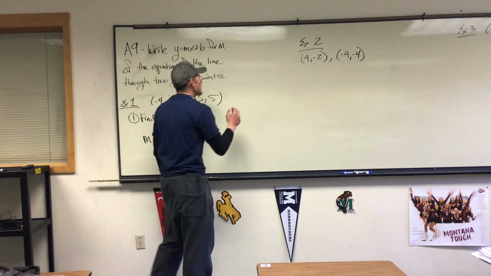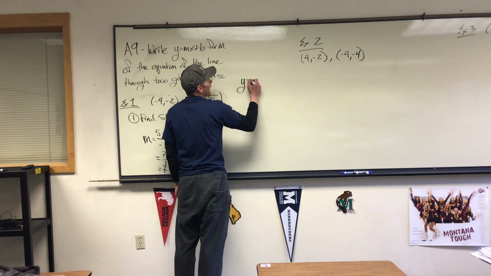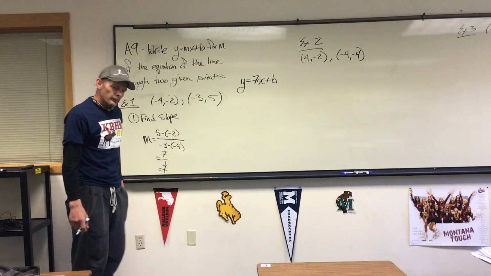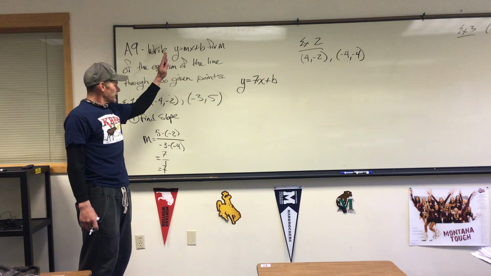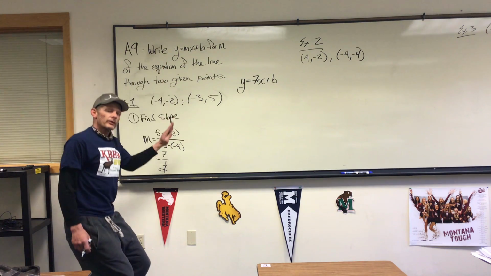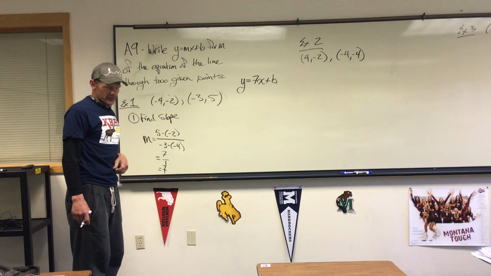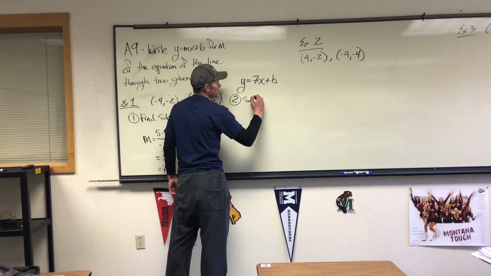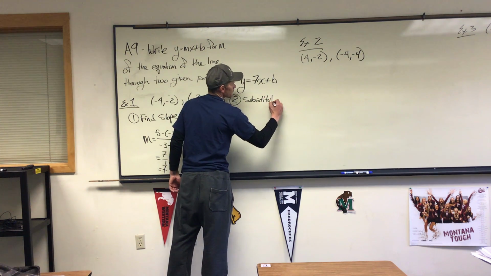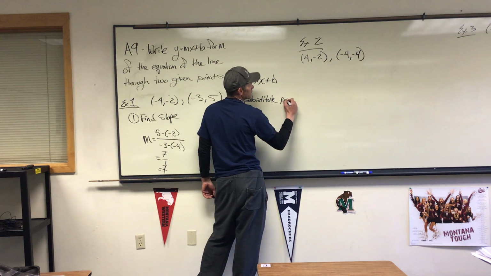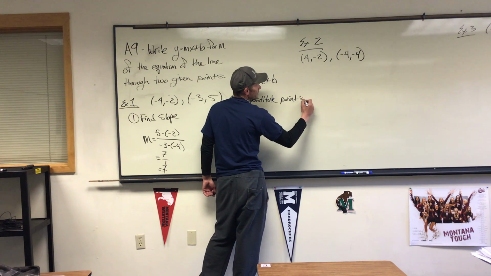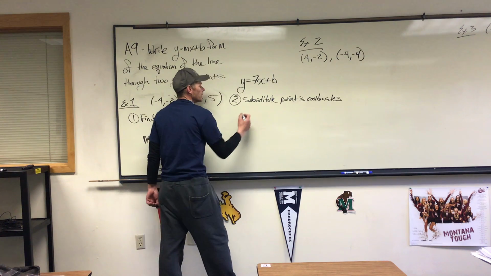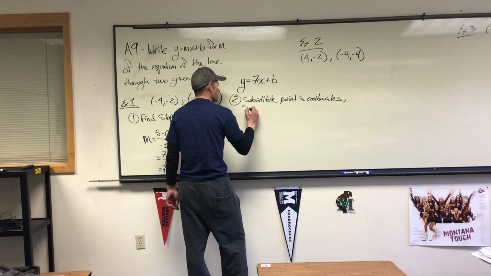Okay, so now that I know my slope is 7, I can write y is equal to 7x plus b. I know that's the slope, right? It's a slope of 7. How far up or down where it crosses the y-axis we don't know yet. And to do that, the next step is number 2. We substitute a point. Substitute the point's coordinates. And then solve for b.